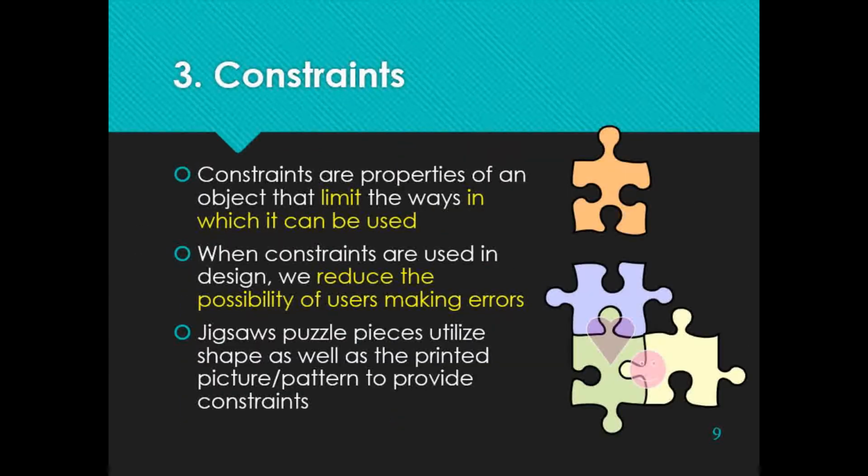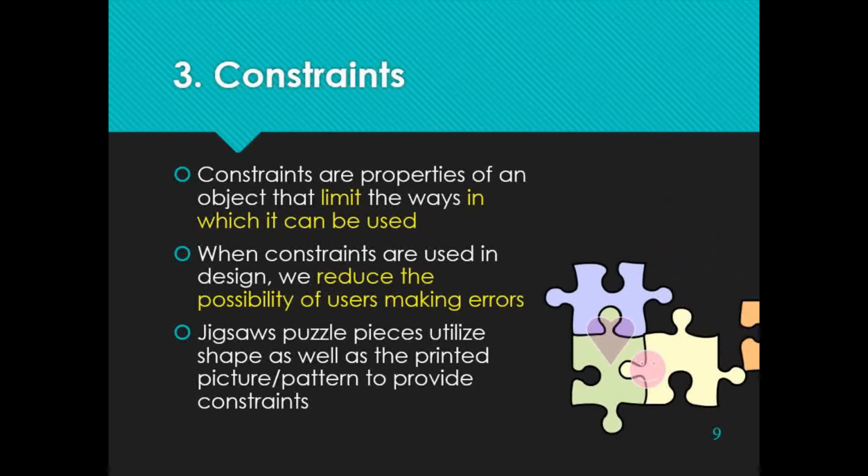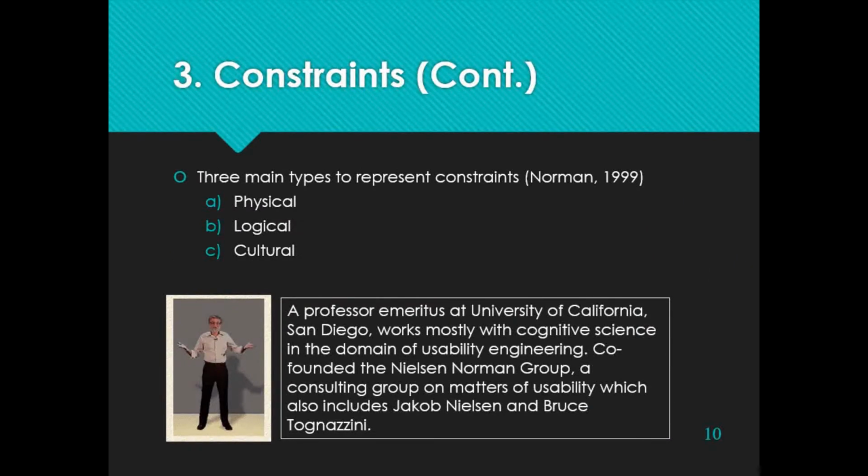Constraint. Constraints are properties of an object that limit the way in which it can be used. When constraints are used in design, we reduce errors by the user. A jigsaw puzzle utilizes the shape and the pattern to provide constraint. There are 3 main types of constraint: the first one is physical, then logical, and cultural.